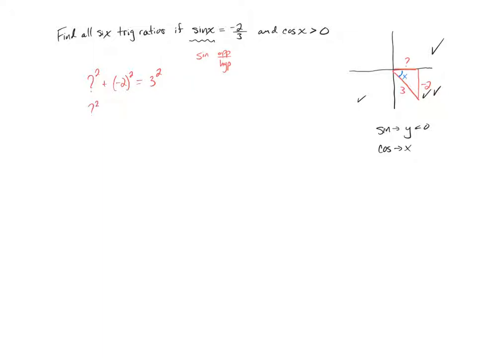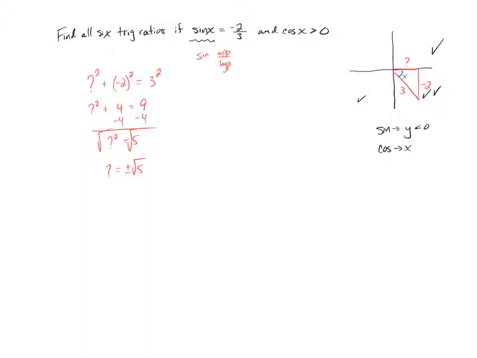So I'm going to say question mark squared plus negative 2 squared equals 3 squared. So question mark squared plus 4 equals 9. Subtract 4 from both sides. Question mark squared equals 5. We take square roots of both sides. And we say question mark. Now, this could be either positive or negative root 5.